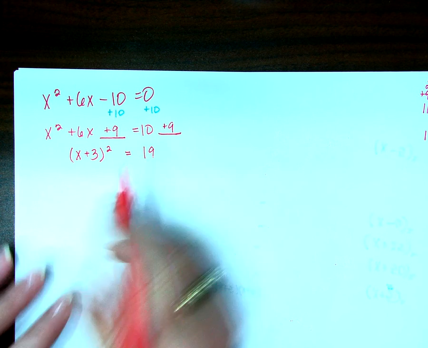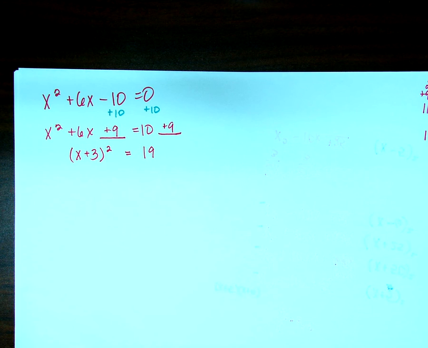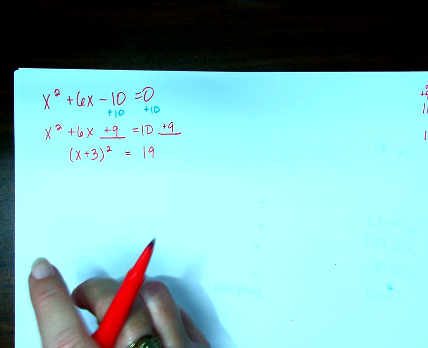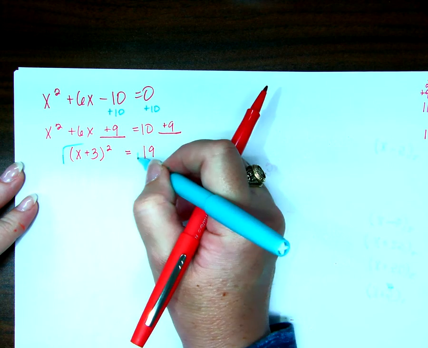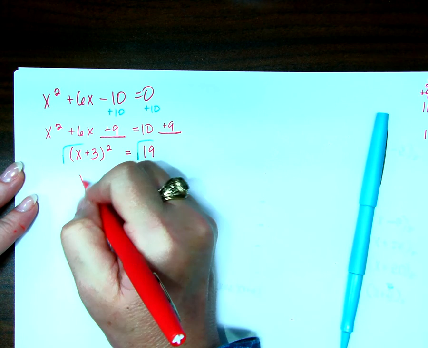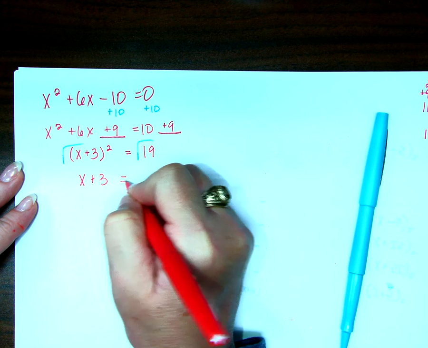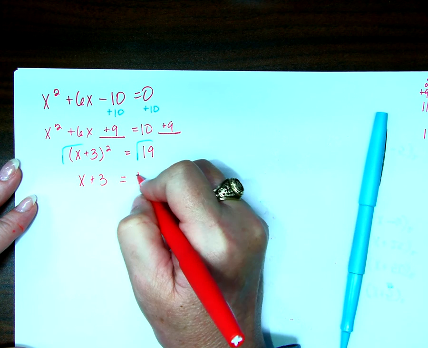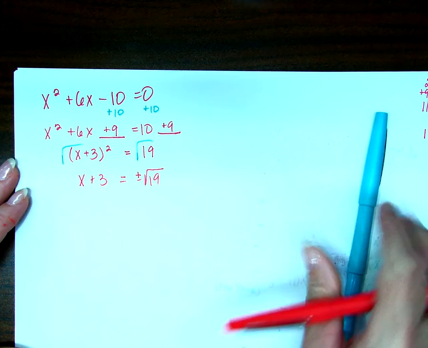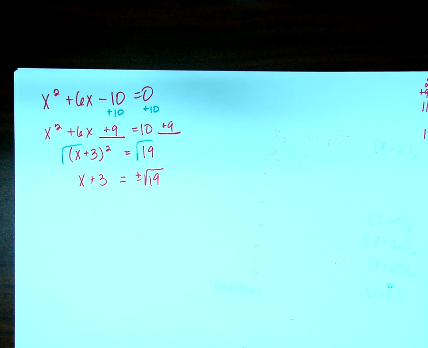19. Oh my gosh, this is exactly like a problem we did last week. Square root it. If I square root both sides, on the left-hand side, I get x plus 3. On the right-hand side, I get plus or minus the square root of 19. Because do you know the square root of 19? Neither do I.